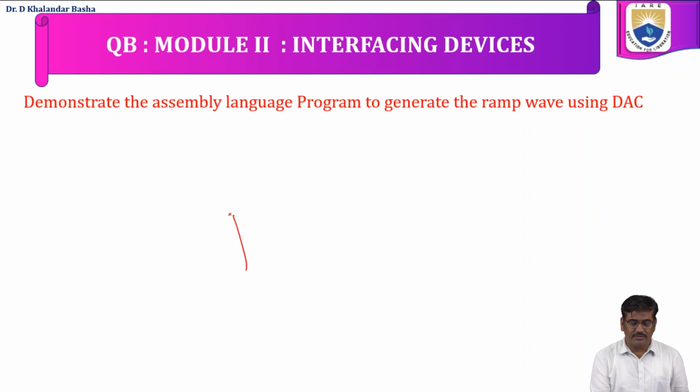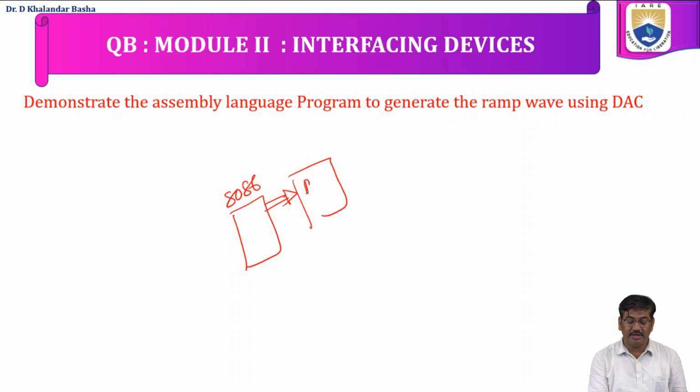So for this, we have the 8086 processor. This will send the digital data to the DAC. We are going to connect the IO device to the 8086 processor through 8255. So this DAC will generate the analog signal.